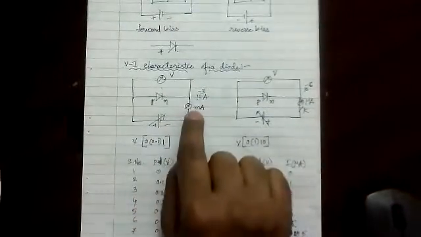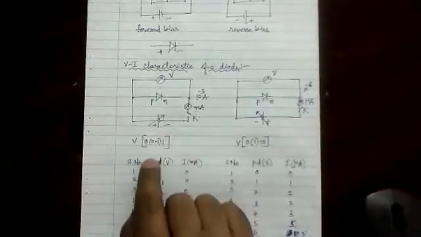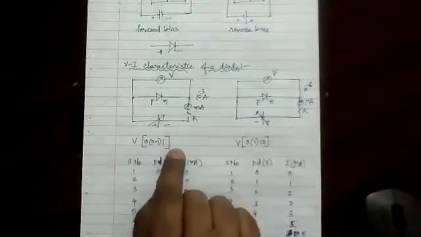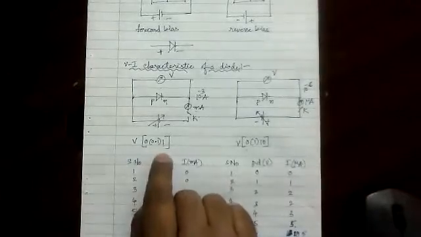This is there in your practical also. So the ammeter is connected in series, and the voltmeter is connected in parallel. When we increase the voltage, we don't increase like 0, 1, 2, 3, 4. In forward bias, we have to increase only with a point difference: 0, 0.1, 0.2, 0.3.